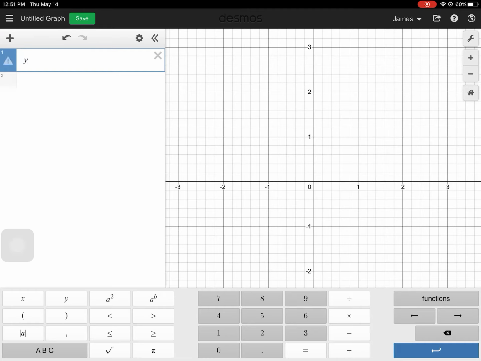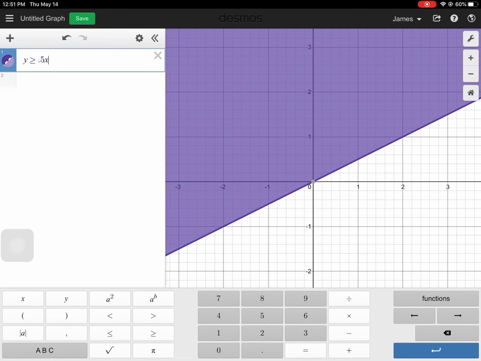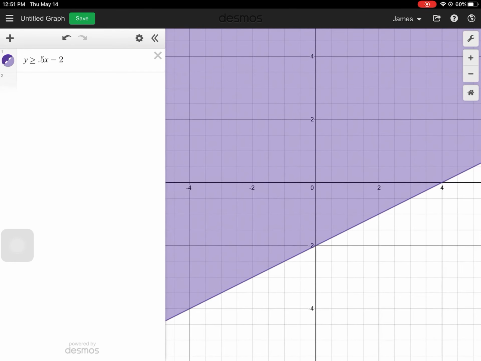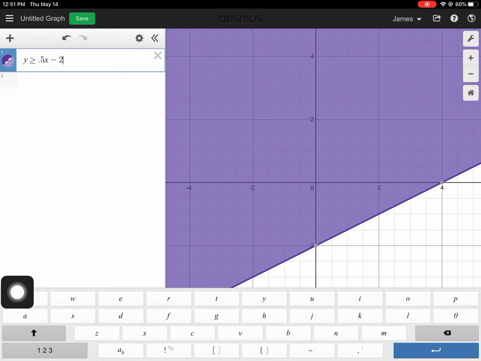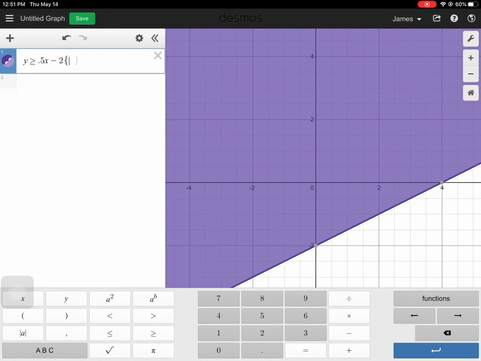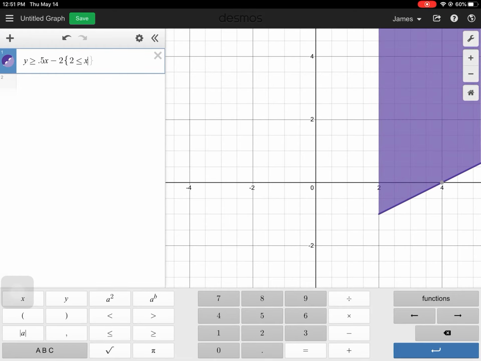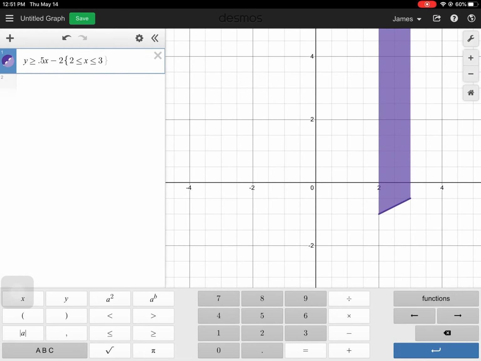So let's just start with something like y is greater than or equal to, let's put a flat line like 0.5x minus 2. This gives us everything above, but let's say you don't want everything above this, you want everything between two objects. Before we do that, we could also do a domain restriction on this: 2 is less than or equal to x, less than or equal to 3. And it'll do the domain restriction as well in there.